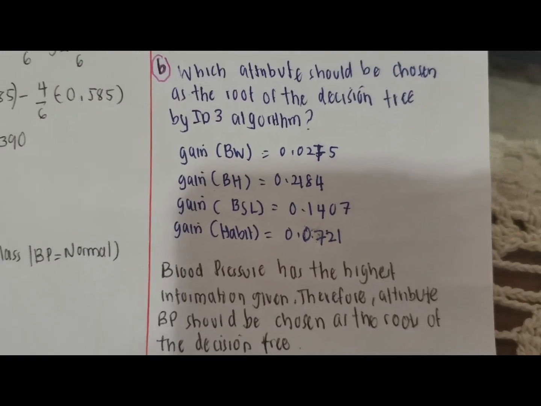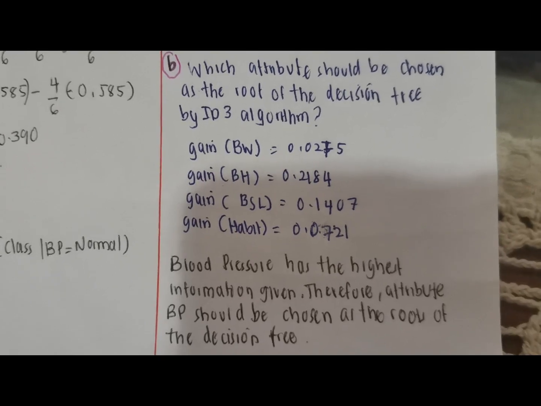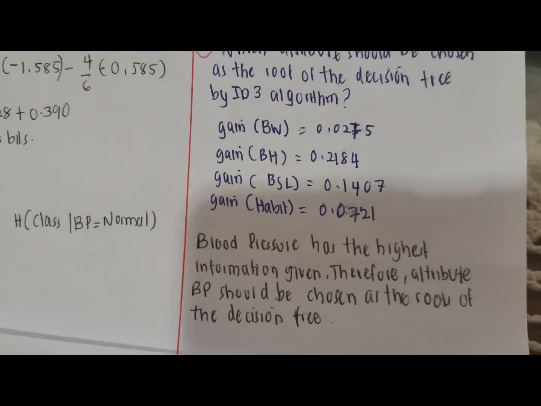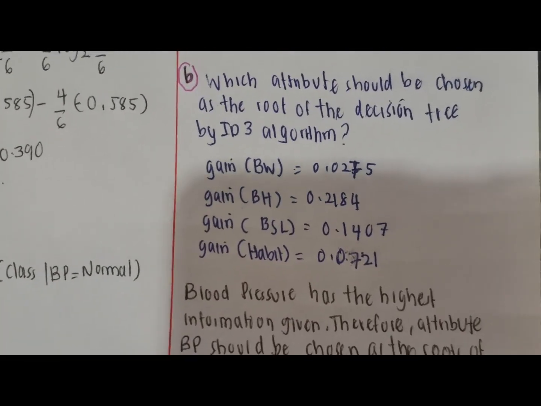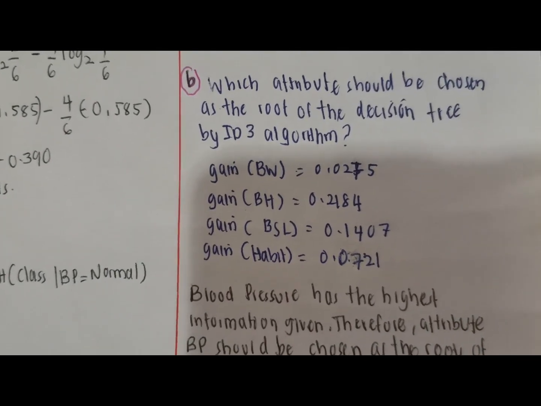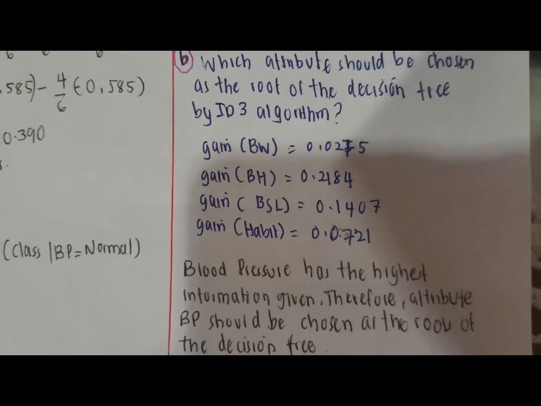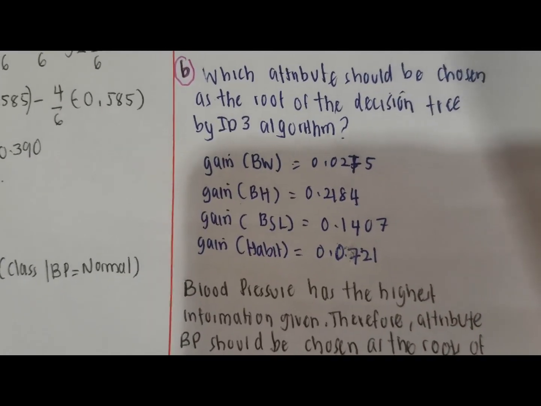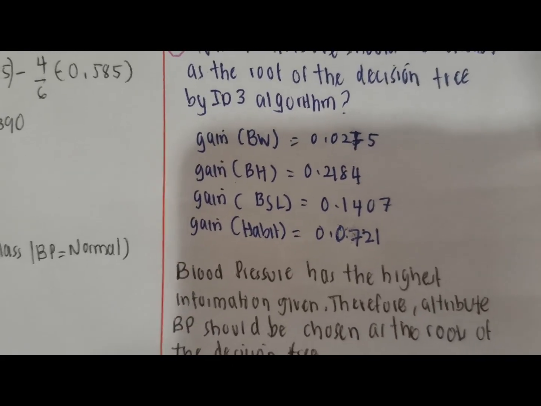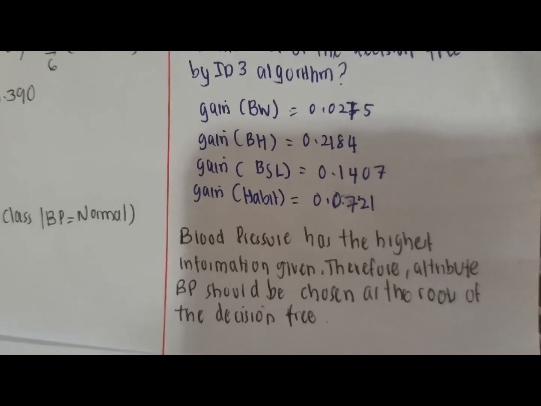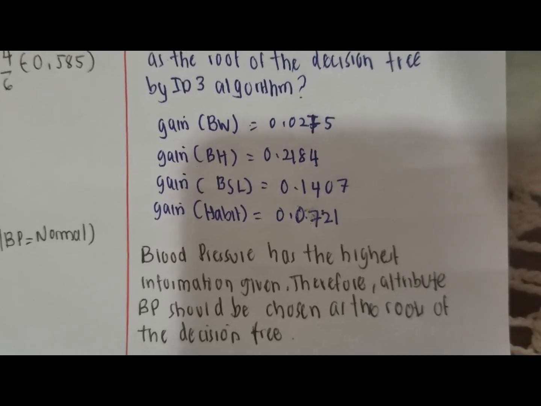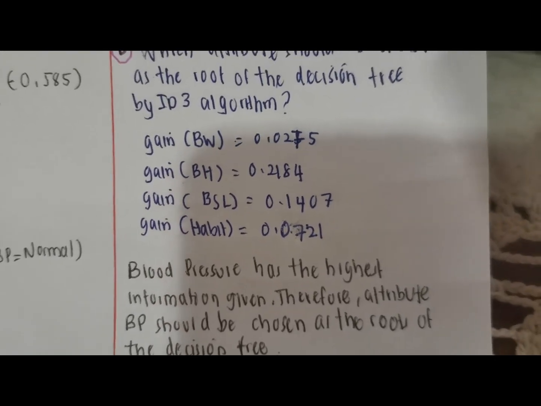Okay, for question 1b, which attribute should be chosen as the root of the decision tree by the ID3 algorithm, it has been given the gain for the body weight, gain of body height, gain of blood sugar level, and gain of habit. We also get the gain of blood pressure, and we know that the blood pressure has the highest information gain, so therefore attribute blood pressure should be chosen as the root of the decision tree.